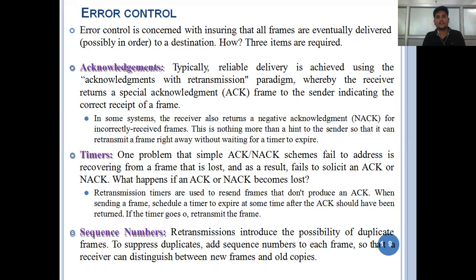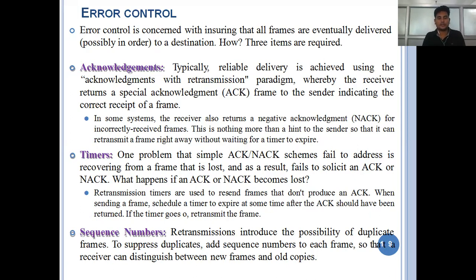But there are some disadvantages in the acknowledgement concept. If the acknowledgement or negative acknowledgement is destroyed in between, or any other problem occurs, that is the drawback of the acknowledgement scheme. For that purpose, we implemented a timer technique.